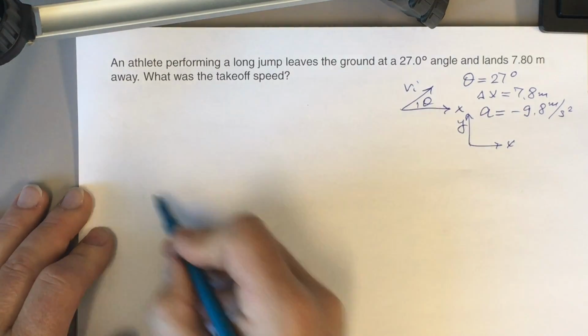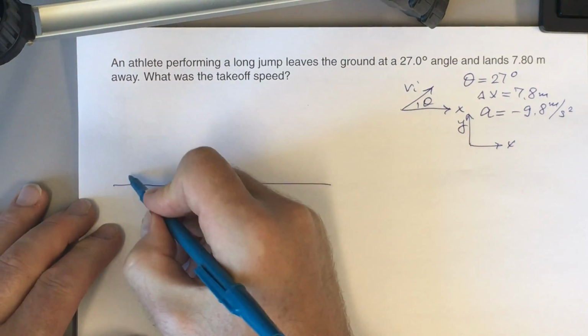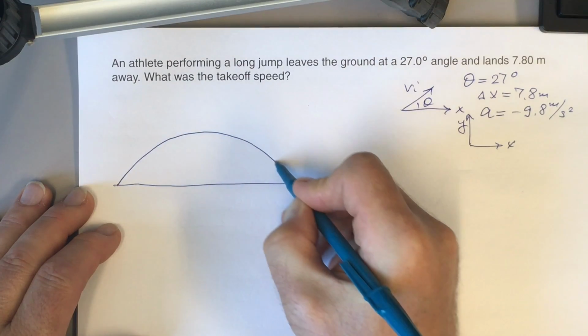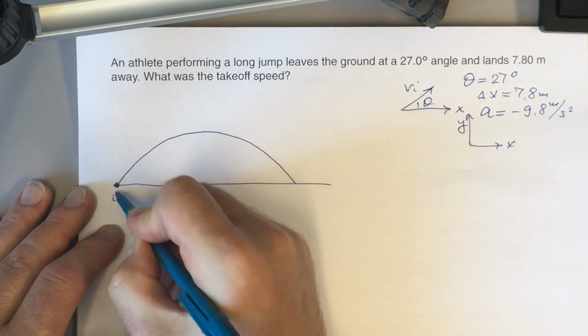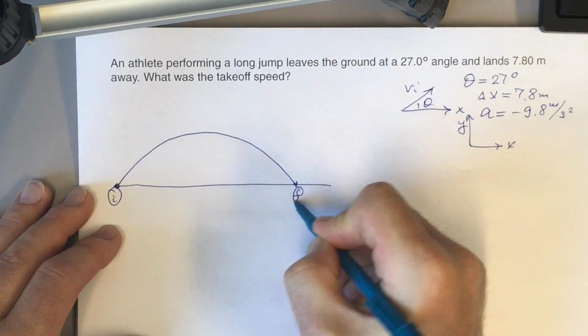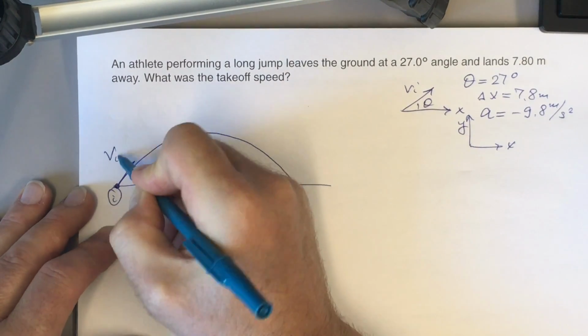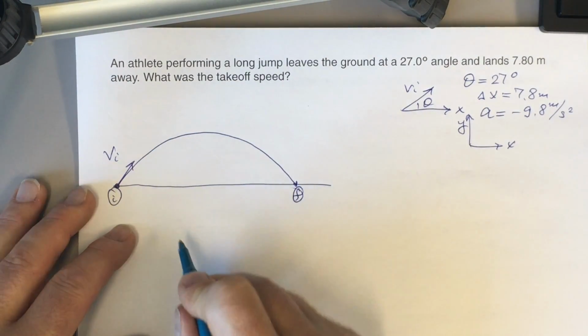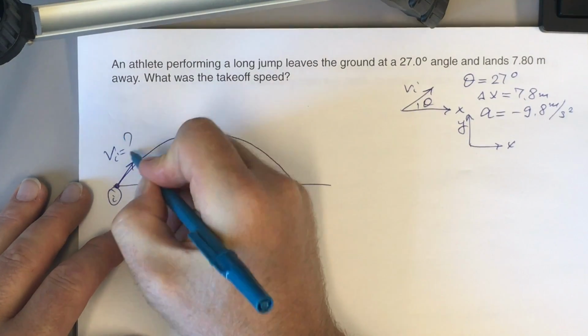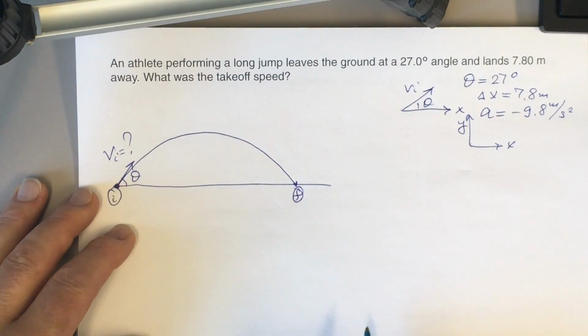Now let's draw a picture. We have ground, we have athlete, which moves over the parabola from initial point to the final point. We have v initial, and it's not given to us. We have to find this quantity, but we have angle theta.